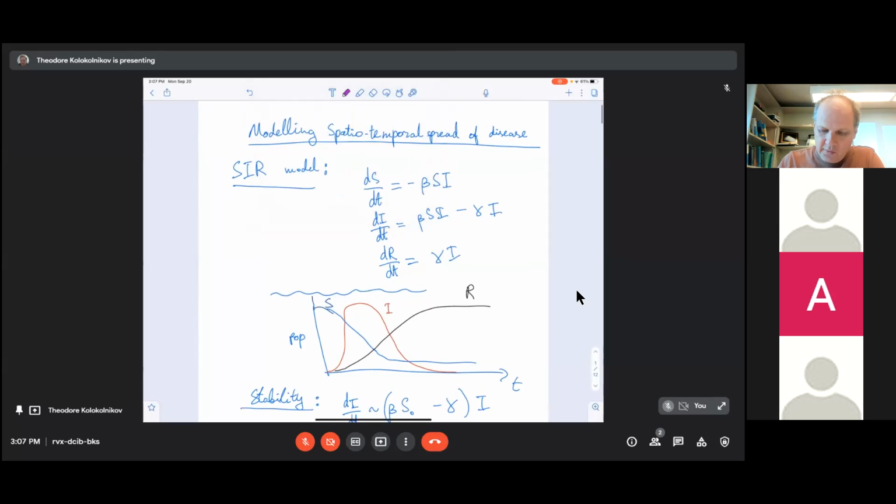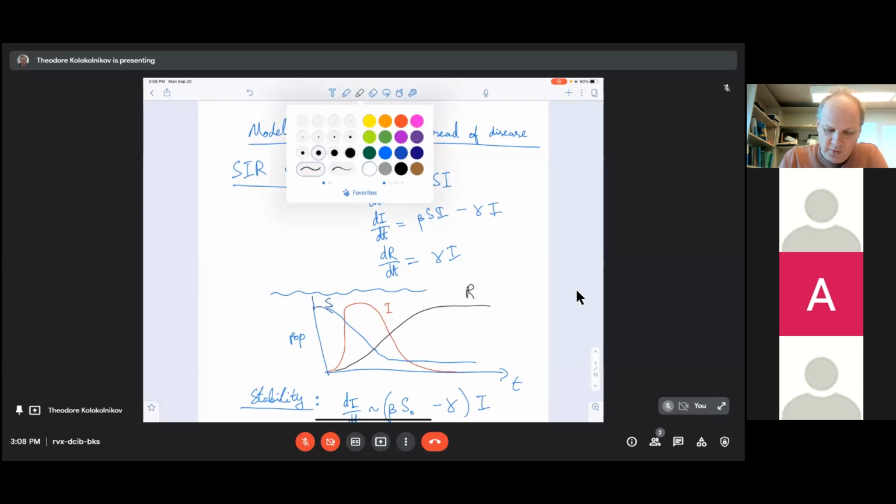Okay, so the idea is to try to derive, I mean, there's a lot of models of epidemic spread on networks. There's a lot of work on epidemics on networks. Here I want to concentrate on the simplest non-trivial network, which is a grid in 2 dimensions, or a line in 1 dimension. So let's just review the basic SIR model.